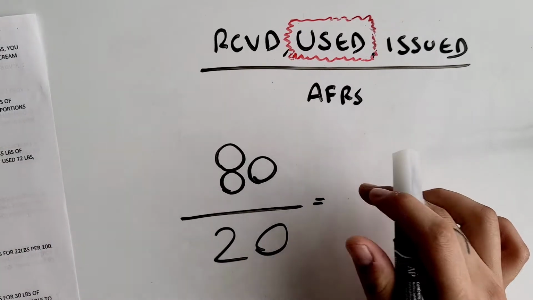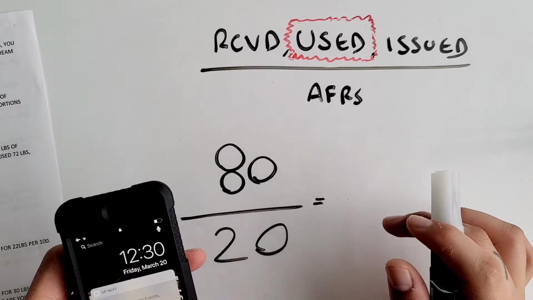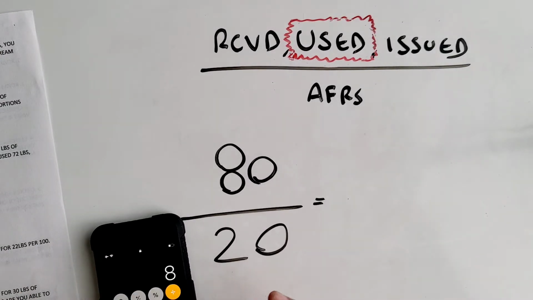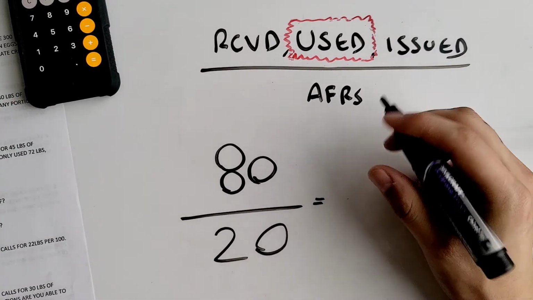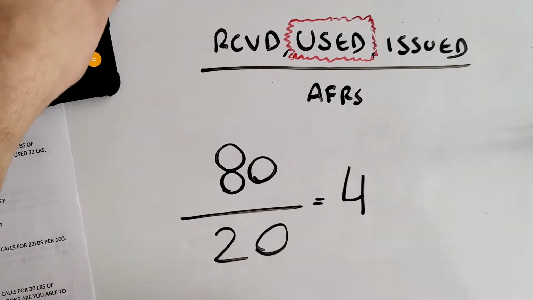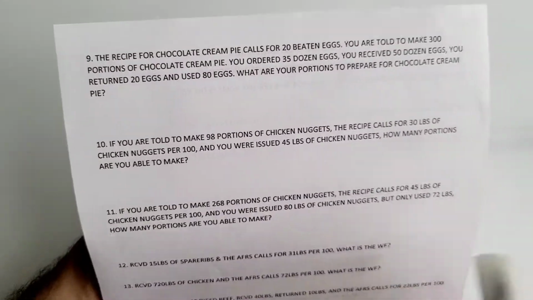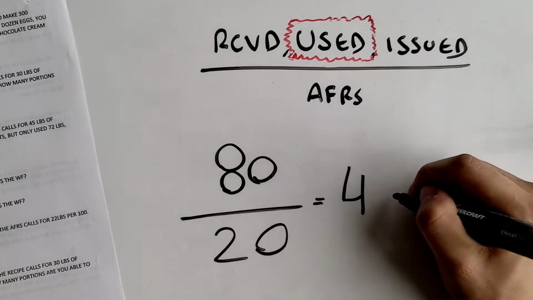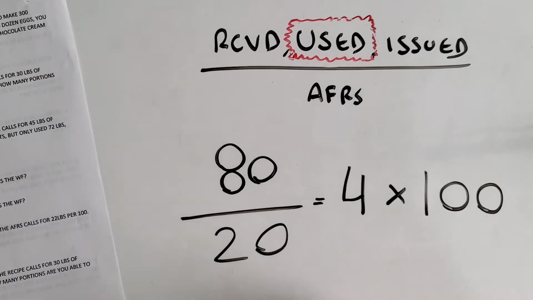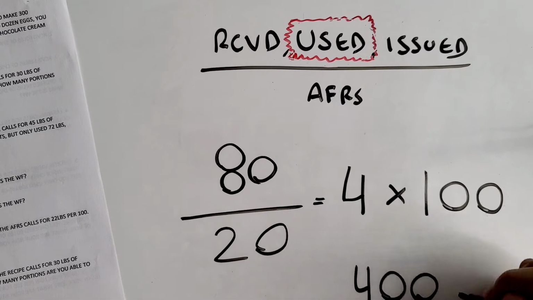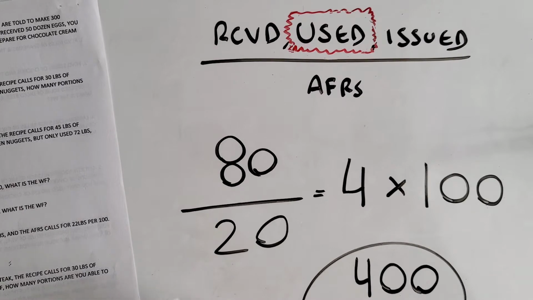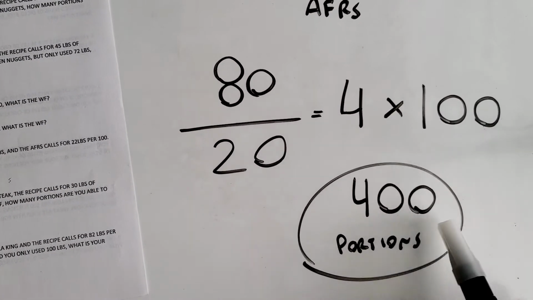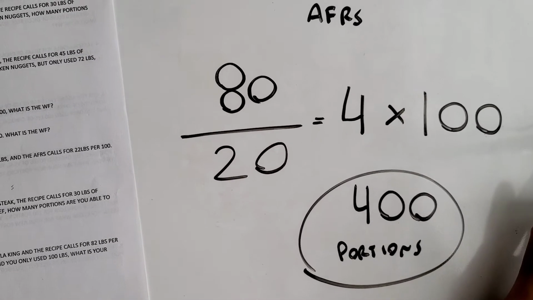And divide these two together. Do it in your head or in the calculator. So 80 divided by 20 equals 4. So this would be your working factor. But that's not what it's asking for. It says, what are your portions to prepare for chocolate cream pie? So all you gotta do is multiply this number by 100. And of course you're gonna end up getting 400 portions. So with the 80 eggs that you used, you're gonna get 400 portions of your chocolate cream pie.